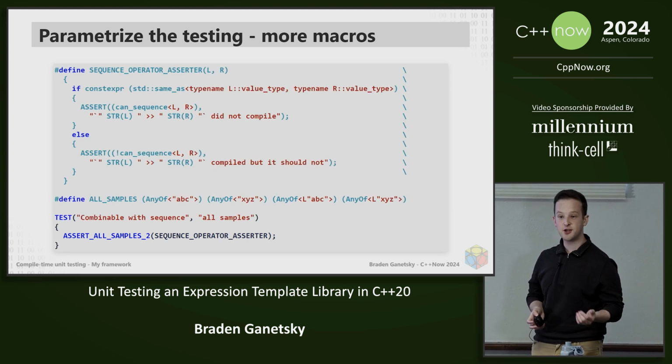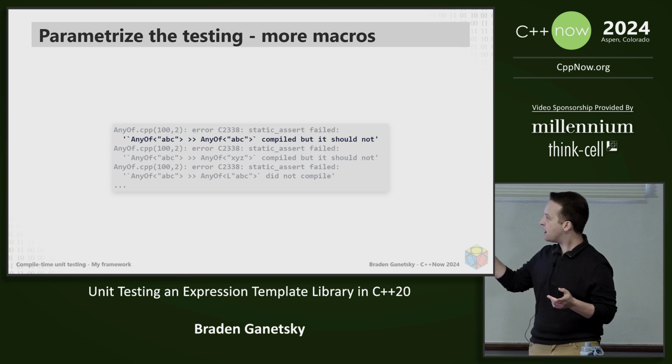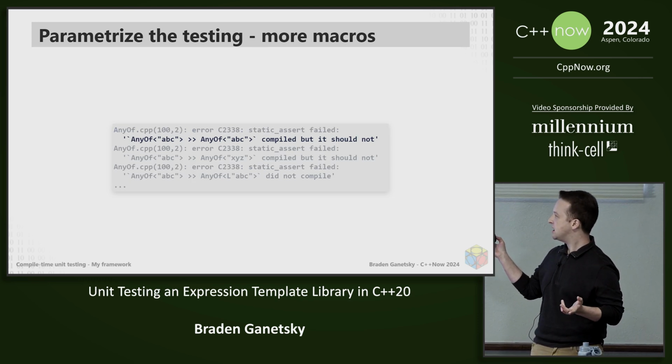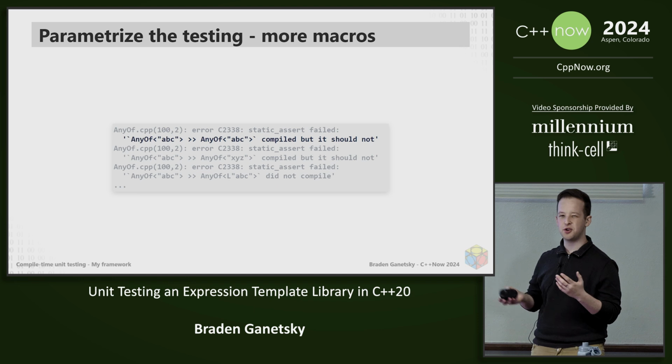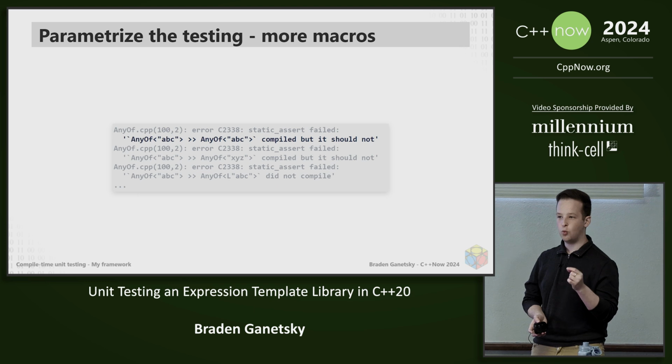And what does it give me? It should pass, but it fails. And it fails saying, if you notice, any of ABC and any of ABC compiled, but it should not. So wait, my test failed saying that a parser was able to be sequenced with itself, but that shouldn't happen.